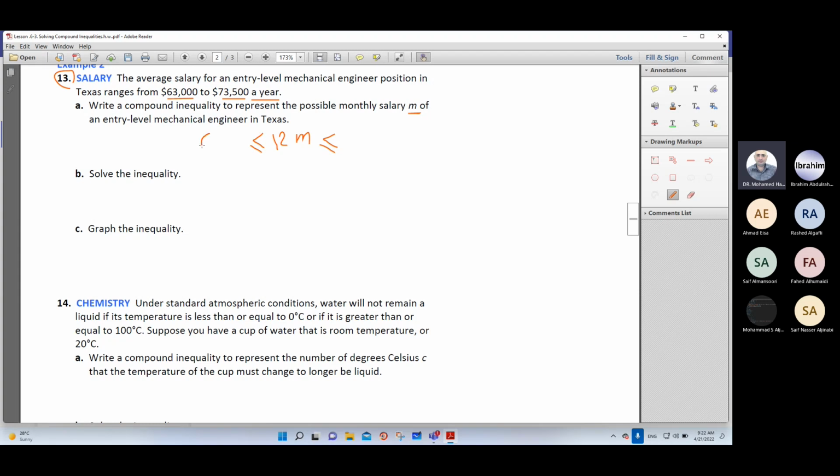So here will be 63,000 and here will be 73,500. This is the inequality. Now we want to solve the inequality. You have 3 minutes, try to solve it next. Try to solve this inequality.